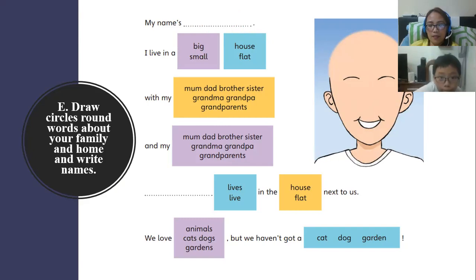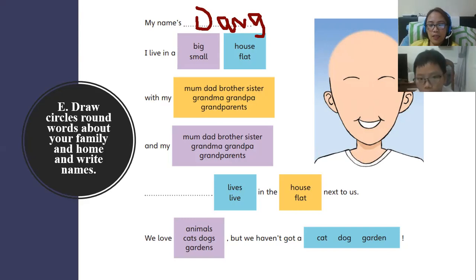Okay, baby, that's correct. Okay, encircle it. Do I live in a big or small house? Half flat. No, baby, you're going to encircle it first. Big or small?